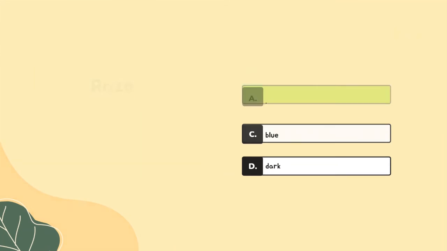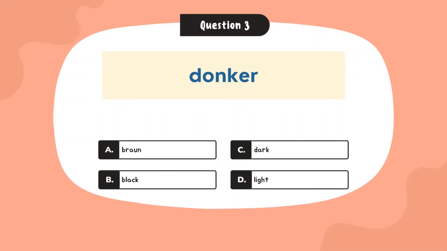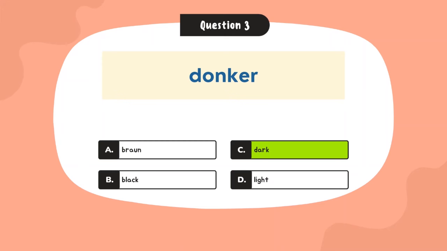I have one more question for you and that is donker. If we talk about donker, what do we mean with that? Do we mean brown? Black? Dark? Or light? Do you remember it? Think back, okay, 3, 2, 1. Yes, it means dark, right? The word donker you can put in front of many colors and then it's just dark. So donkerblauw, donkerrood, donkergeel. You can qualify any color as a little bit darker by putting donker in front of it. Good.